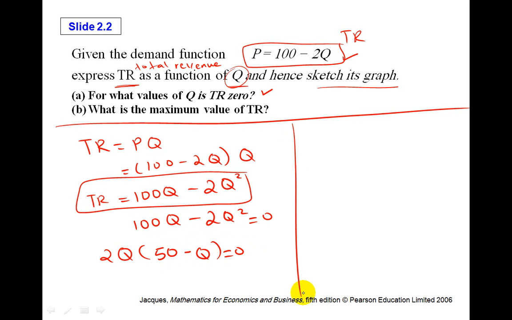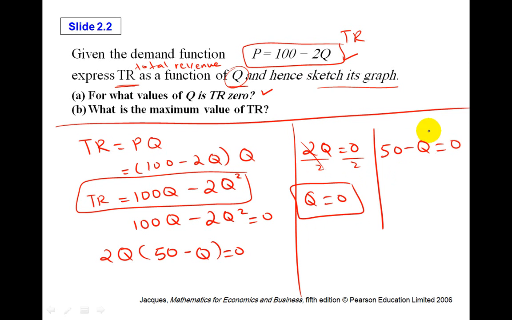Now we will have either 2Q equals to 0 or 50 minus Q equals to 0. Here if you divide both sides, of course Q would be 0. So here the value of Q is 0. Or on the other side you can bring the Q back. 50 equals to what? Q. So the value of Q is either 0 or 50. So for this question A, for what values of Q is TR 0? For the value 0 and for the value 50.